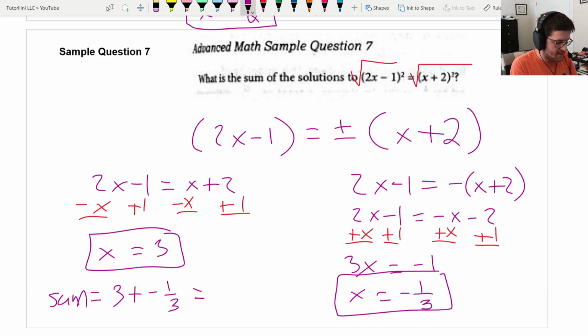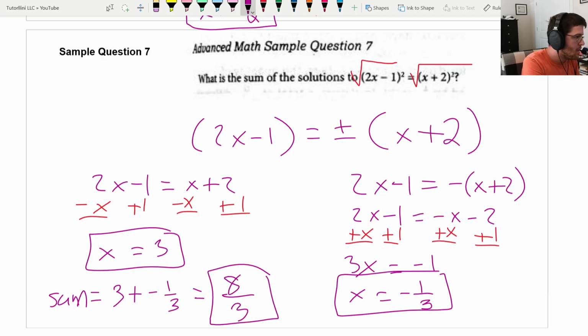Not going to go over how to do that fraction math. We can just use a calculator. I'm getting 8/3. That is correct. You could also put in a decimal answer, but the decimal you could mess up. So there's no way to mess up doing the fraction because the calculator will kind of do it for you.